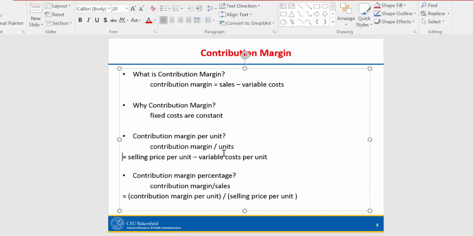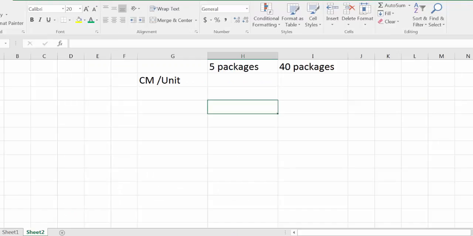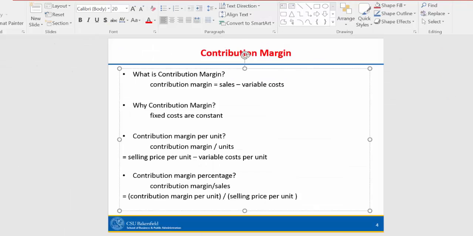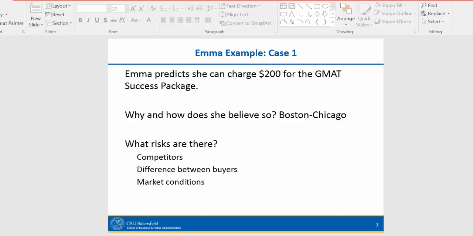So contribution margin per unit actually has 2 formulas you can use. One is the contribution margin in total divided by the number of units. The second one is selling price per unit minus variable cost per unit. Either one of them works, and in our case, I think the second formula is much easier. So if you go to slide 8, and let's look at slide 7.